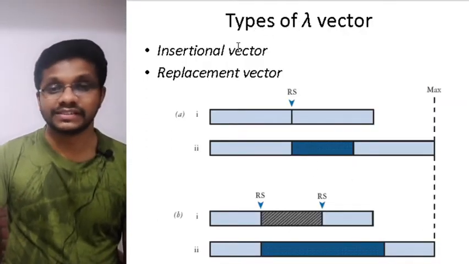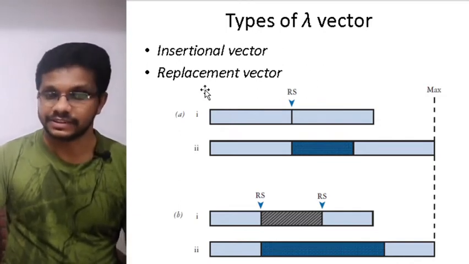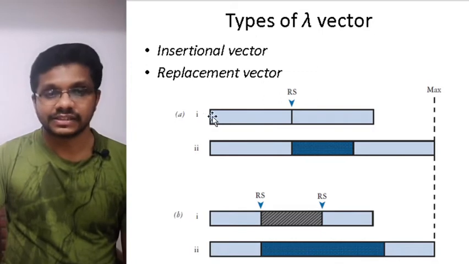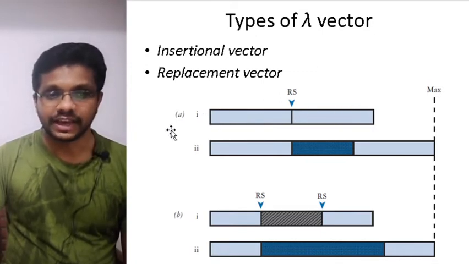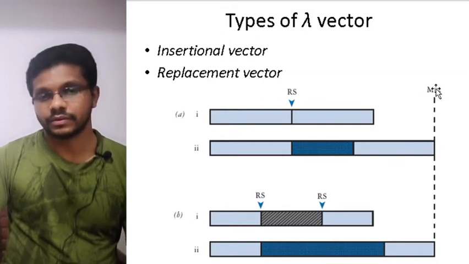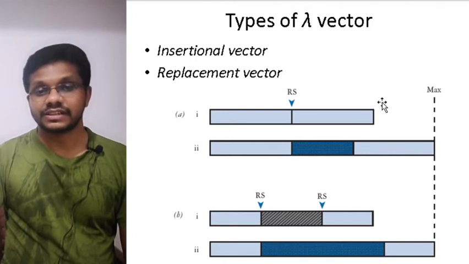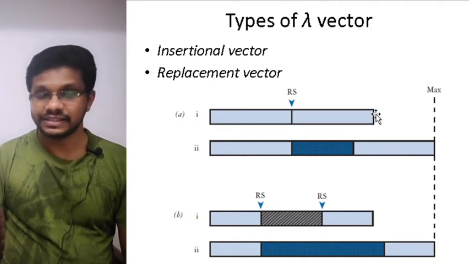The lambda vectors are divided into two different types. One is insertional vectors and the other is replacement vectors. In insertional vectors, the actual vector is shown here. This is an insertional vector, and the maximum size is 51 kilobase pairs. The size of the real vector is just above 37 kilobase pairs.